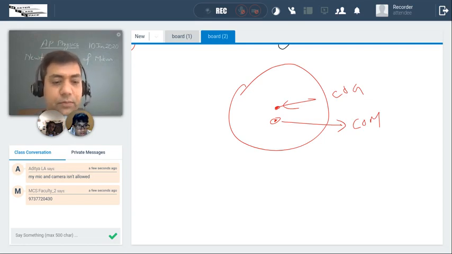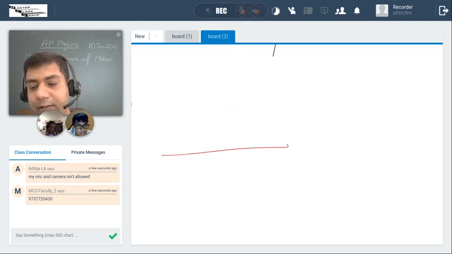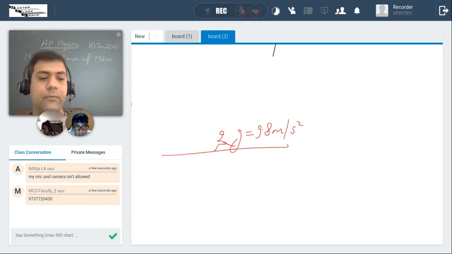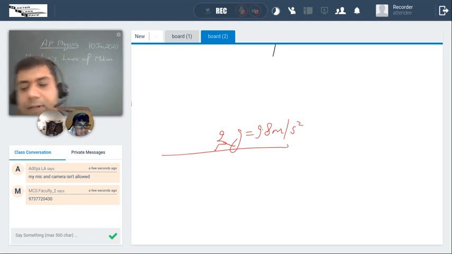It still becomes zero. What I'm saying is, it diminishes to zero. Got it? Okay. What is the value of G on the surface? It is 9.8. G on the surface is 9.8 meter per second square. You know this thing? My dear friends, it is 9.8 meter per second square.